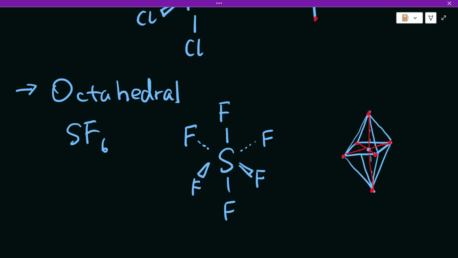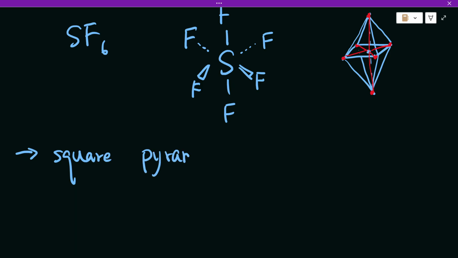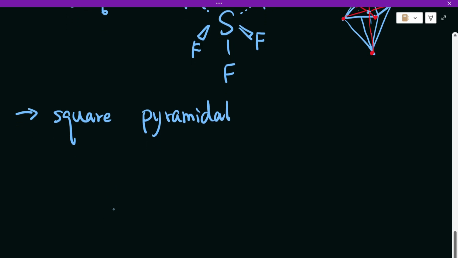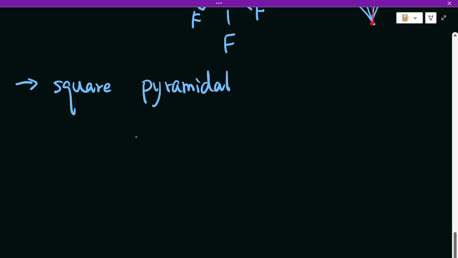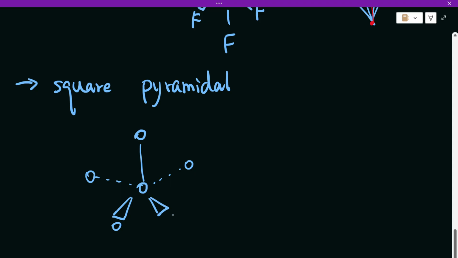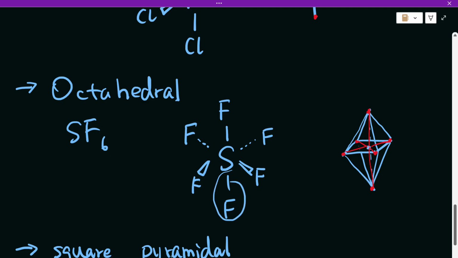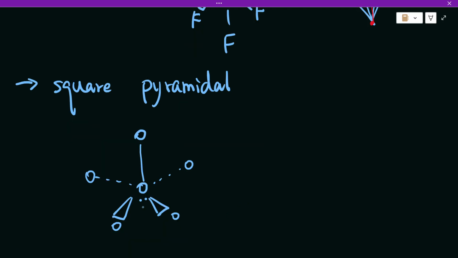And the next shape is called square pyramidal. And for square pyramidal, I will just illustrate it using circles to represent atoms. And it would look something like this. So it's very similar to the octahedral shape. However, the bottom atom right here will be replaced by a lone pair right here.